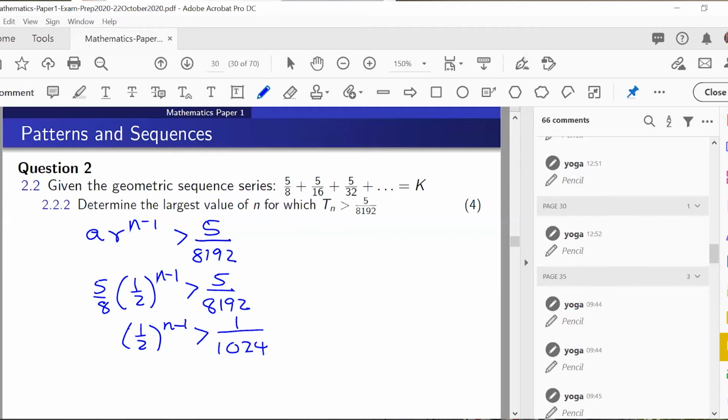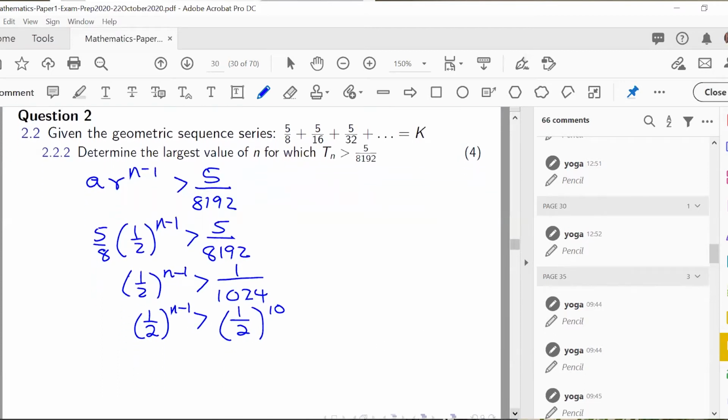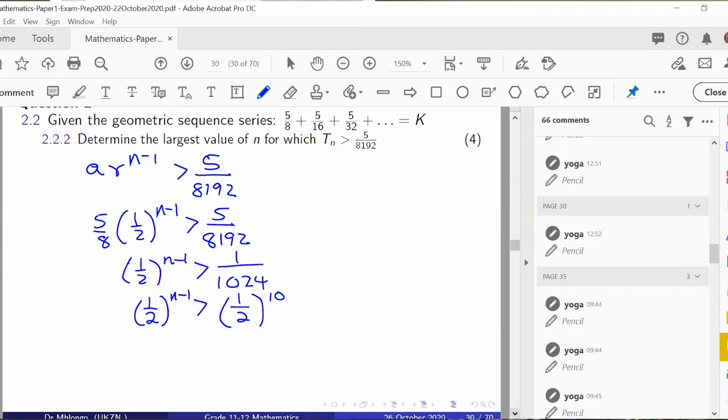So that is a half to the power n minus 1 bigger than 1/1024. That is the same as half raised to the power 10. Now we need to rewrite this so that the base is a number that is bigger than 1. So this should be 2 to the power minus n plus 1 bigger than 2 to the power minus 10.